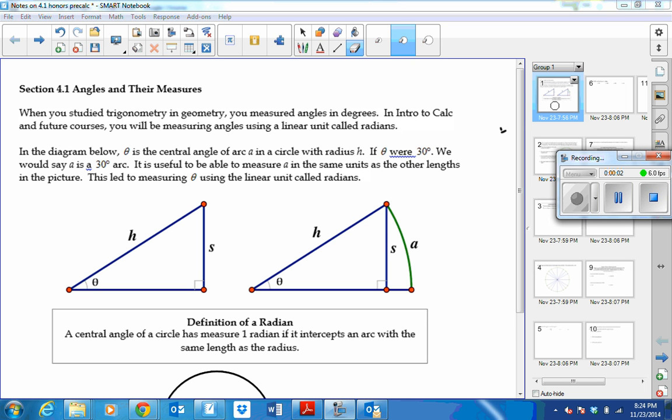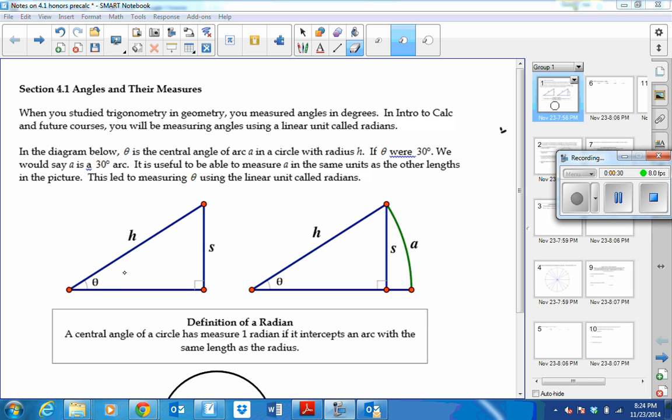Now we're going to be doing section 4.1, and a lot of what you're going to see in this first part of chapter 4, which is on trigonometric functions, will be a review from what you did last year and a little bit of review from what you did in geometry. But mostly what you've dealt with so far is doing trigonometric ratios when you're dealing with degrees as your angle measures. And so what we're going to start using now is a measurement called radians.